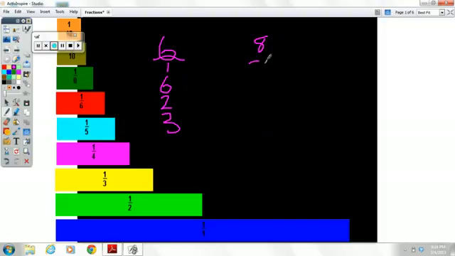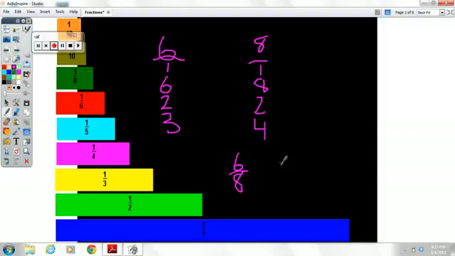Let's take 8 for example. 1 times 8 equals 8. 2 times 4 equals 8. These are then all factors of 8. Now let's say we had a fraction that had these same exact numbers. The numerator was 6, the denominator was 8.